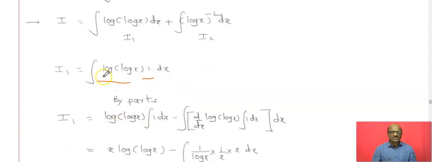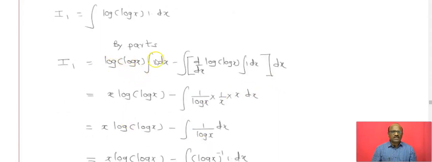And again by parts. The first function as it is, that is log of log x, into integral of 1 dx. That is by the definition of by parts. That is, I1 is equal to first function log of log x into integral of the second, that is integral of 1 dx, minus integral of the derivative of the first, that is d/dx of log x, into integral of 1 dx, bracket complete, into dx.